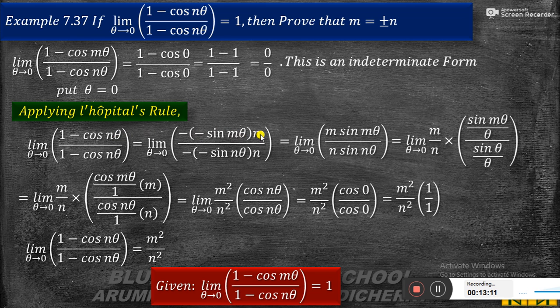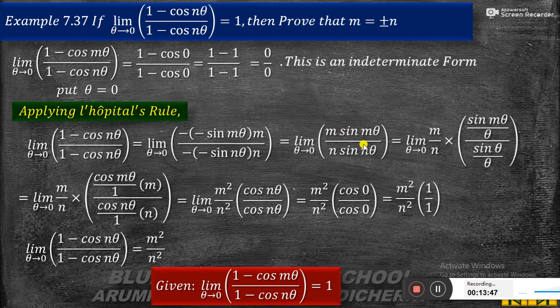Differentiation of m theta is m. Next I differentiate the denominator. Differentiation of 1 is a constant, so its answer is 0. Then 0 minus the differentiation of cos n theta, which is minus sin n theta, and the differentiation of n theta is n. Minus into minus is plus, so m sin m theta by n sin n theta. Therefore the limit as theta tends to 0 equals m by n times sin m theta by sin n theta.